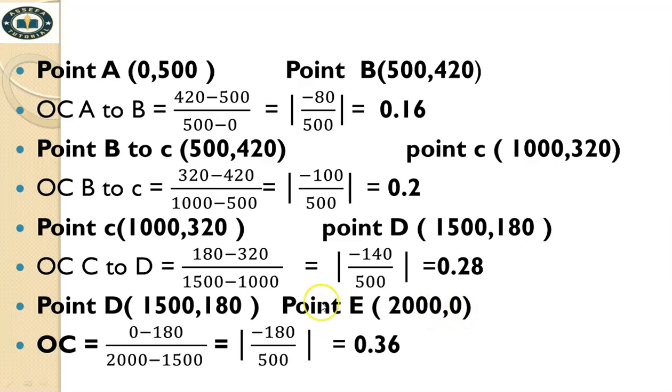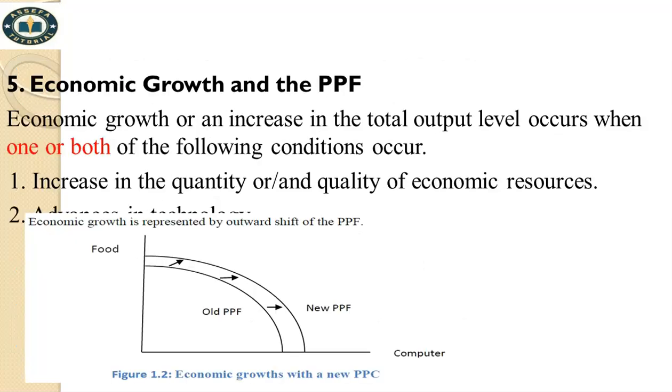point E ደግሞ 2000 ነው። ስለዚህ 0 minus 180 over 2000 minus 1500 ስናደርገው minus 180 over 500 0.36 እናገኛለን። ከዚህ ውስጥ አምራቹ ሁሉንም ምርት መምረት ስለማይችል የትኛው ፕሮዳክት ነው ፕሮዲዩስ የሚያደርገው የሚለውን the smallest opportunity cost ተጠቅመን select እናደርገዋለን ማለት ነው። Good. So this is basic point mathematical example how to calculate opportunity cost.